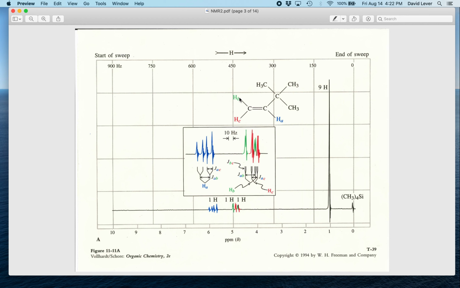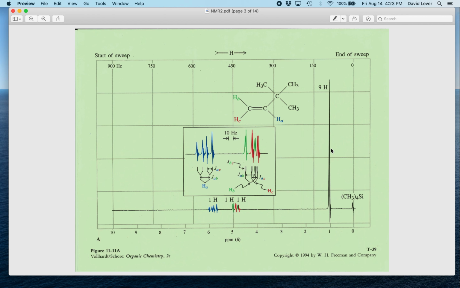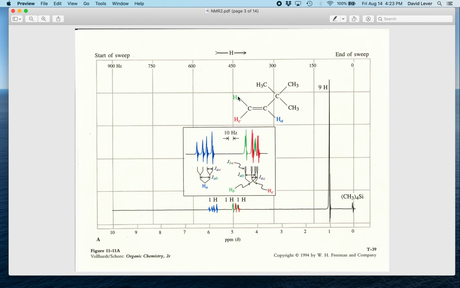So what we're seeing is HB, the green ones here, are split by hydrogen A with a large coupling constant, and then they're split by hydrogen C with a very small geminal coupling. The geminal coupling for sp2 hybridized hydrogens is very small, typically between 1 and 3 hertz. And then Hc is split by Ha with that fairly large coupling.